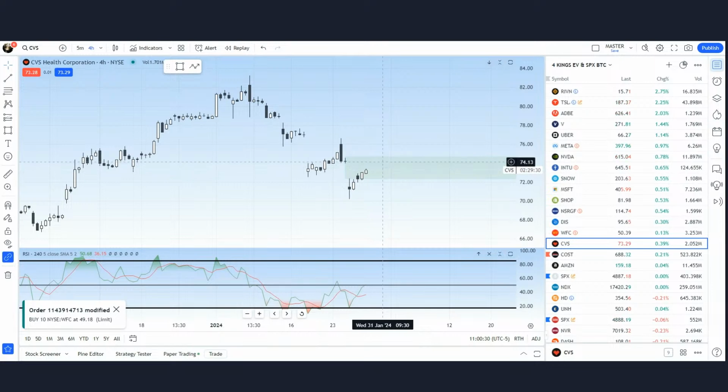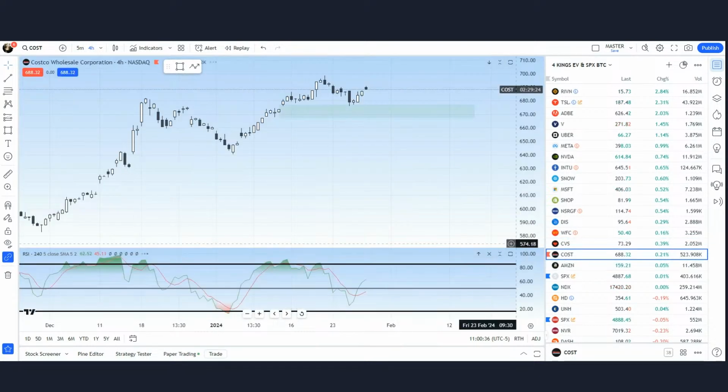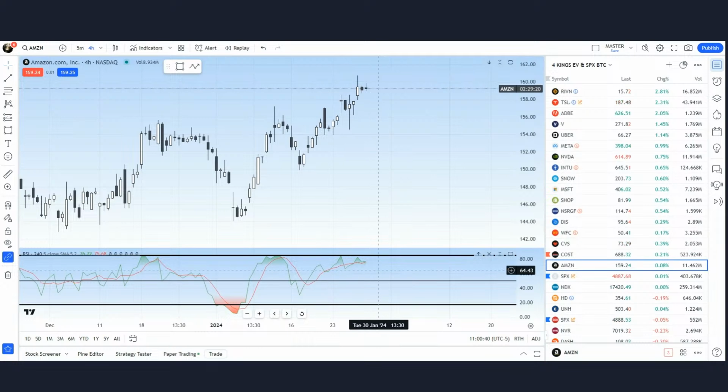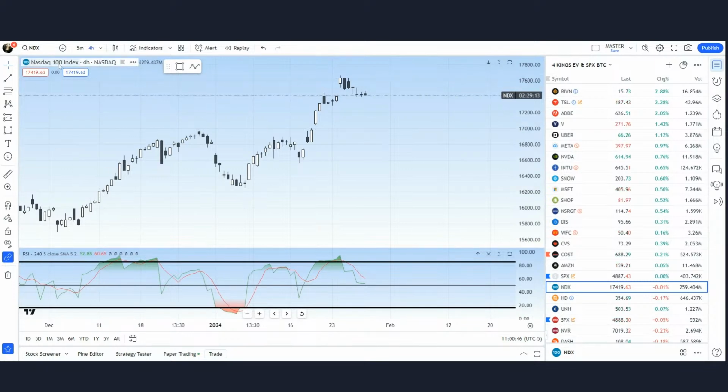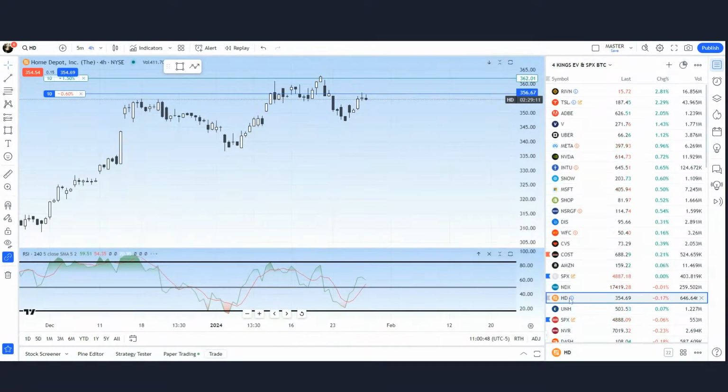About to close the gap right here. Just as soon as it closes the gap, it's done. I wouldn't enter because it's not in my zone. We have Costco right here. Costco, nothing to see over here. Amazon, just waiting for Amazon on this big week of moves. SPX right here. We got Nasdaq. Oh well, I'm not gonna touch that.